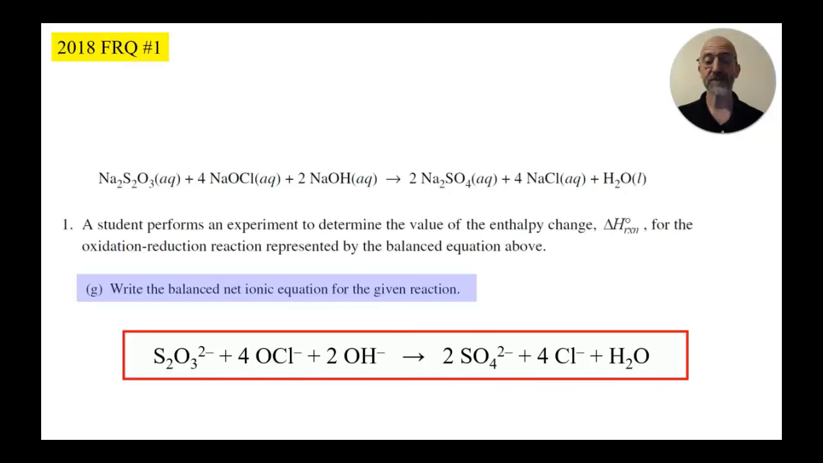What about the charge? On the left, I see -2, -4, -2. That's -8 on the left. And I also see -8 on the right. So it is balanced in terms of both atoms and charge. Let's move on to our next question in Unit 4.